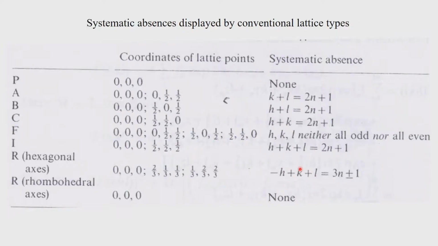Suppose you want to find out the crystal system whether it is hexagonal or rhombohedral, you use this test. If you see these systematic absences, it is rhombohedral axis, then you go down and set it to rhombohedral axis, then you have no systematic absences anymore. So, this is a way in which you can actually distinguish the rhombohedral axis with respect to a hexagonal system. So, this in a nutshell is what we see for systematic absences which are displayed by conventional lattice types.